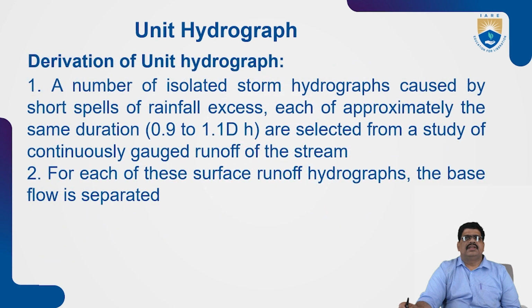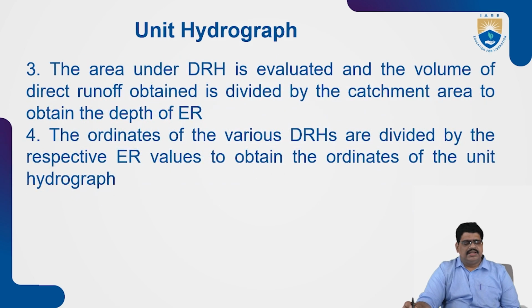Next, derivation of the unit hydrograph. A number of isolated hydrographs with rainfall excess of approximately 0.9 to 1 duration are selected from the study of the continuously gauged runoff of the stream. For each surface runoff hydrograph, the base flow is separated. The area of the direct runoff is evaluated, and the volume of direct runoff is divided by the catchment area to give the effective rainfall. The ordinates of the direct runoff hydrograph are divided by the effective rainfall, and that gives the unit hydrograph ordinates.